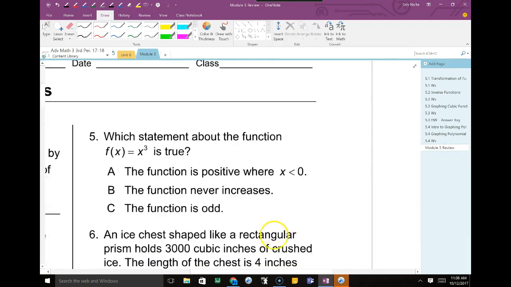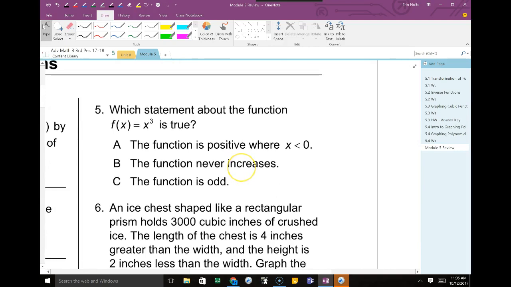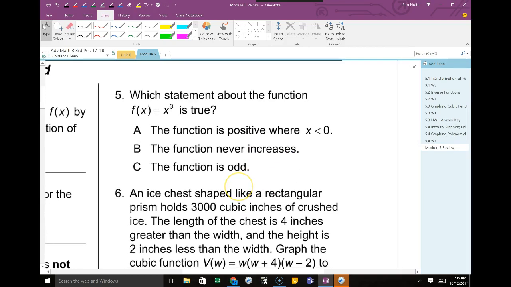That's easy. Okay. What statement about the function x cubed is true? So before we do the true or false, let's think about what x cubed looks like. Tell me about x cubed. What does it look like?